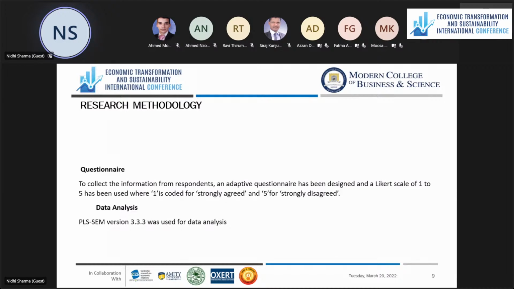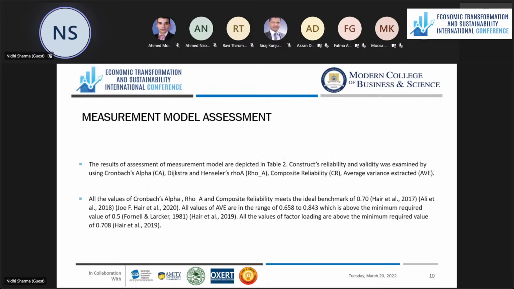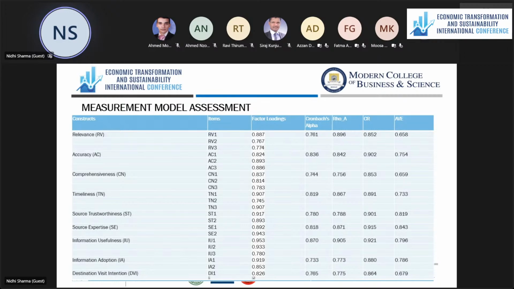And for data analysis, we have used PLS-SEM software for data analysis. And these are the results of the measurement model assessment. The results of the assessment of the measurement model are depicted in Table 2, which I am going to show you, and which includes the construct reliability and validity, examined using Cronbach's alpha, Henseler's rho, composite reliability, and average variance extracted. So as you can see, this is the overview of the measurement model assessment.